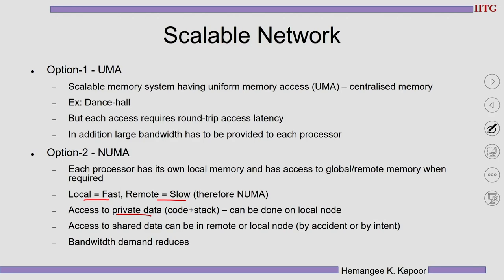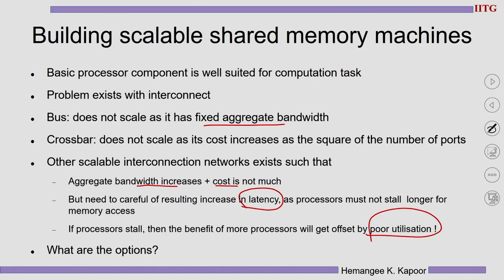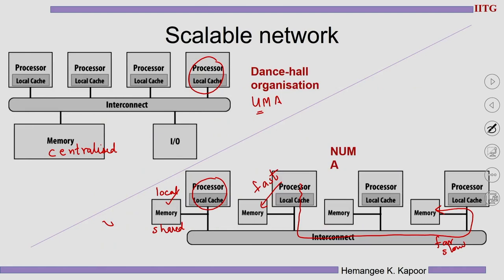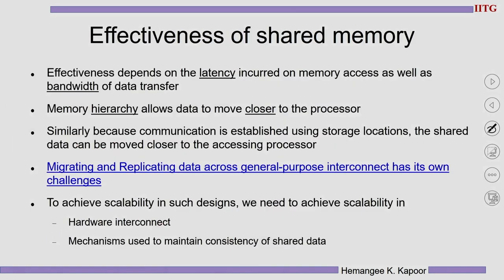The bandwidth requirement of the interconnect goes down. Why? Because most of the accesses are served by your local node and hence you hardly go out. So if most of your accesses happen here itself, you won't go out on the interconnect, and hence the interconnect gets more free time to serve others. Hence the aggregate memory bandwidth or the interconnect bandwidth is better. So this is how we can have scalable networks. One is uniform: if you want uniform memory access, assume a centralized memory. If you are okay with it, non-uniform memory access is a better choice.